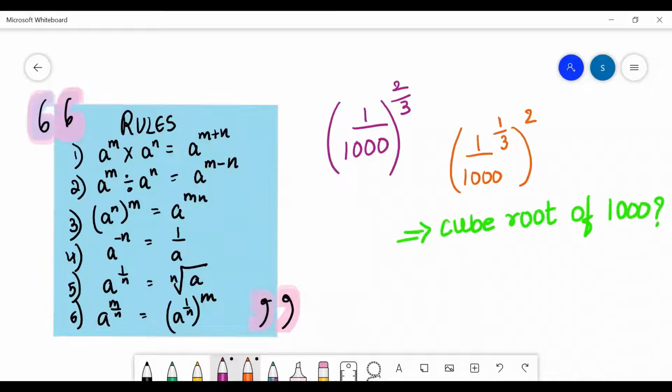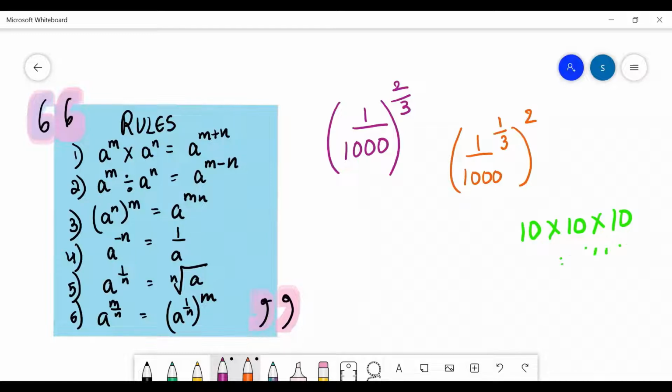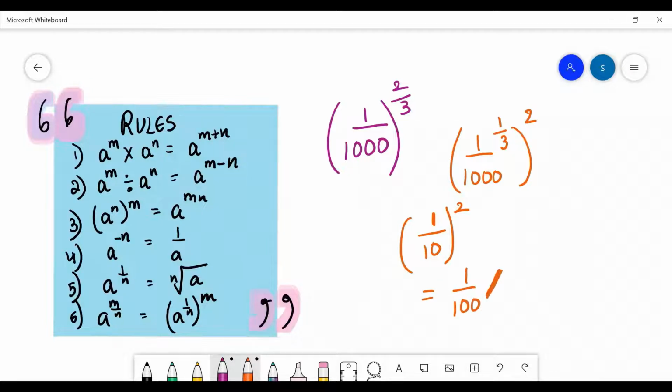So what is the cube root of 1000? It is 10. If you take 10 and multiply it with itself 3 times, you're going to get 1000. That's what cube root means. So this is 1 by 10. And then you have 2 on the outside. So after squaring it, you get 1 by 100 as the answer.